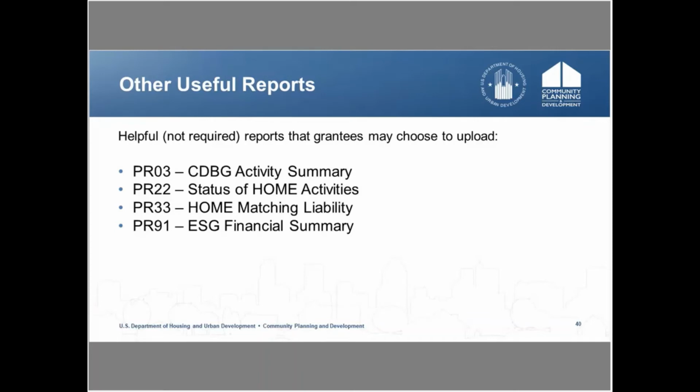And then finally here, the PR91. This was updated recently, in I think the latest or the second latest release, so it does include ESG-CV as well. This will give you a detailed summary of all of your ESG financial activities, again organized by program year like the others. Another great thing about this, it does summarize your draws by subrecipient. So this could also be helpful for your narratives in both the CR05 and elsewhere, where you can talk about actual subrecipients and what they're up to.